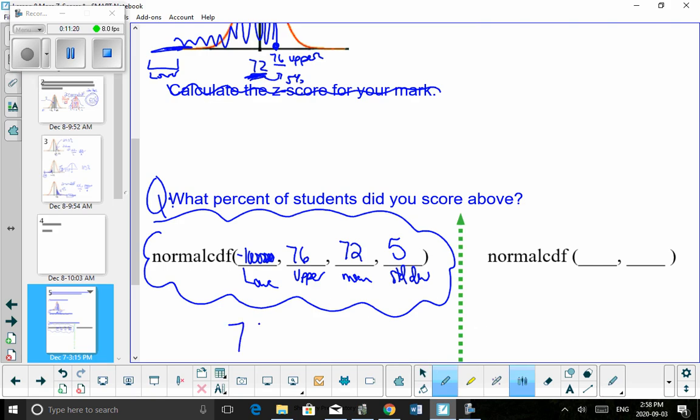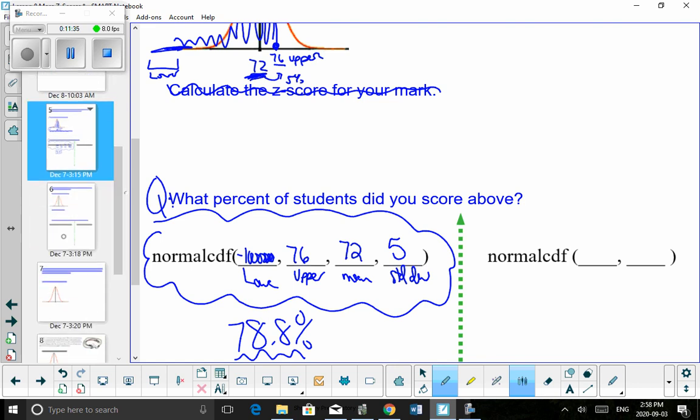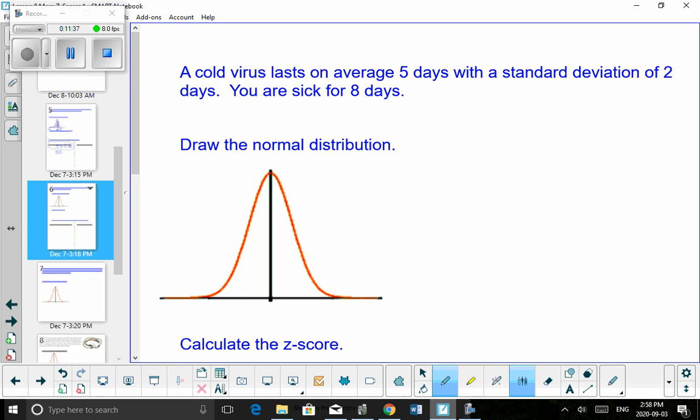So what that means is that in the class as a whole, you did better than 78.8% of the kids. Or in other words, 78.8% of the kids did worse than you. That's what that means.